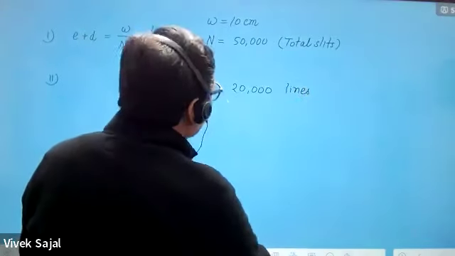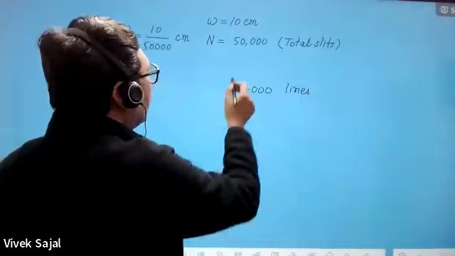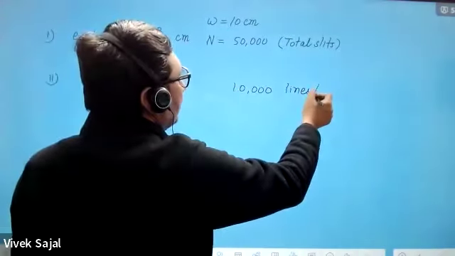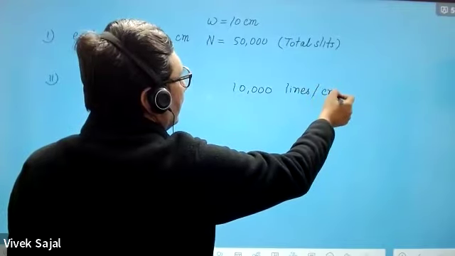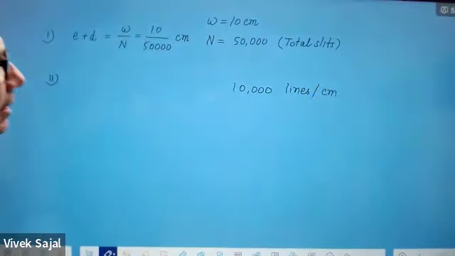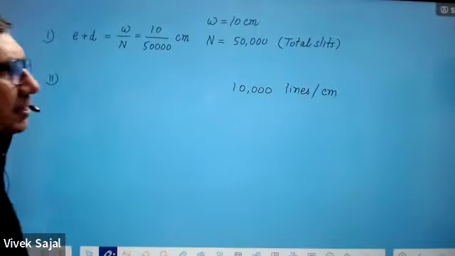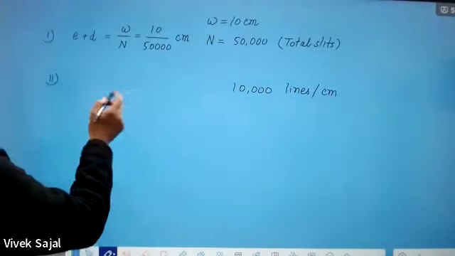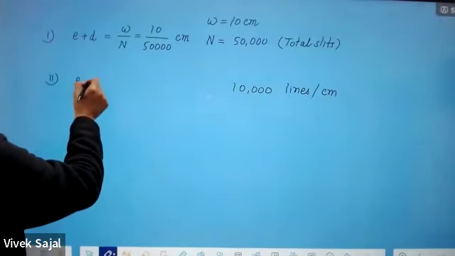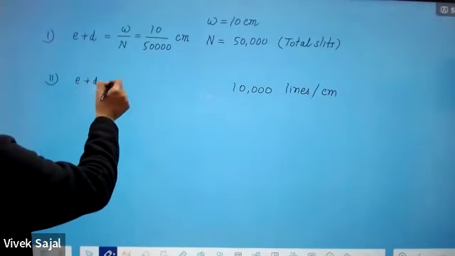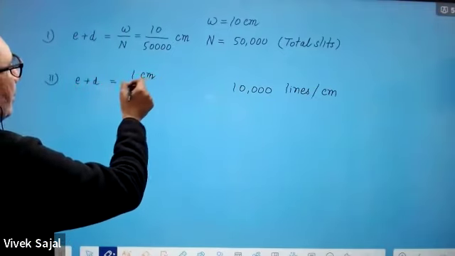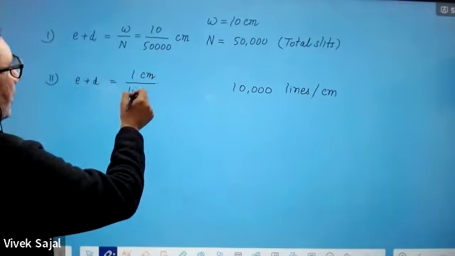Or 10,000, I should write. Just one second. I'm writing 10,000, suppose 10,000 lines per centimeter. They may give you this type of data. There is a grating which has 10,000 lines per centimeter. Then what you are going to do here: the grating element e plus d will be 1 centimeter divided by these 10,000 lines.